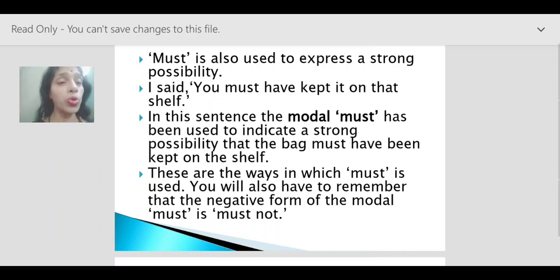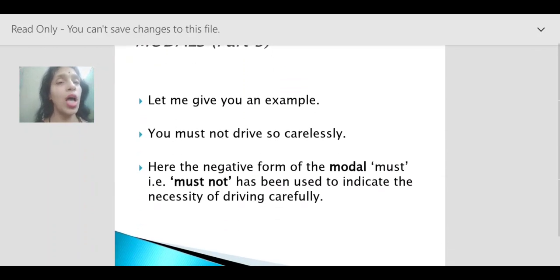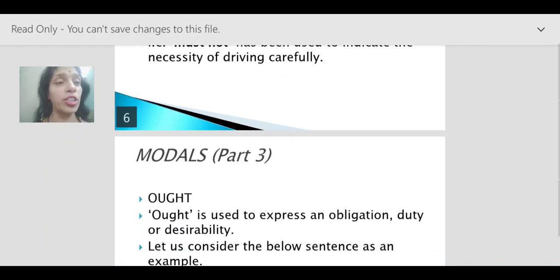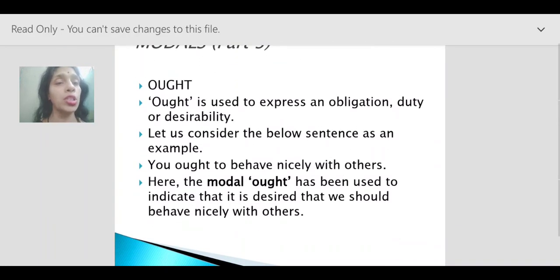You will also have to remember that the negative form of the modal must is mustn't. Let me give you an example. You must not drive so carelessly. Here, the negative form of the modal must, that is must not, has been used to indicate the necessity of driving carefully.